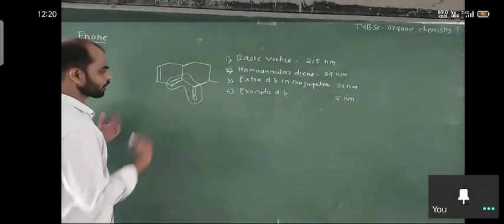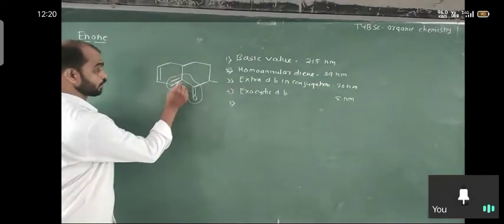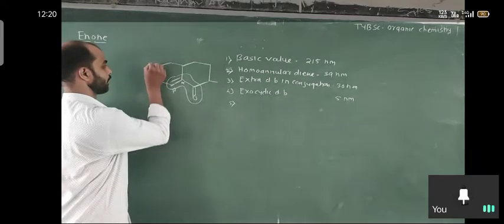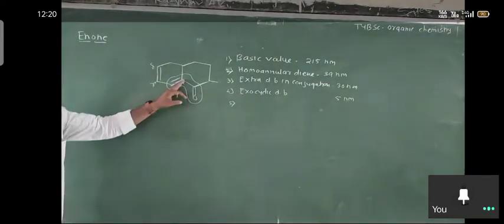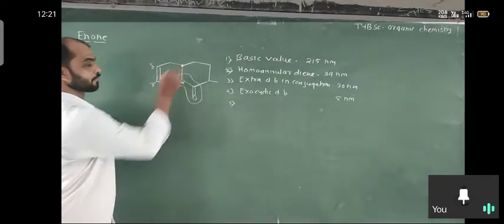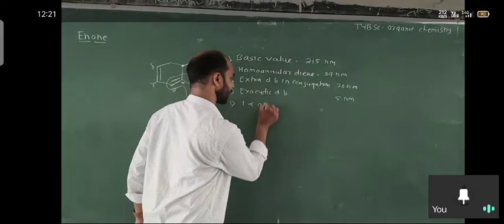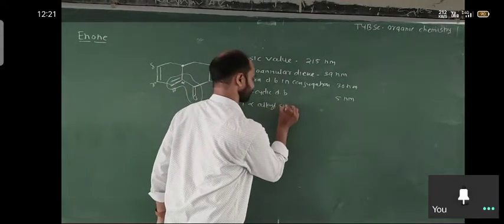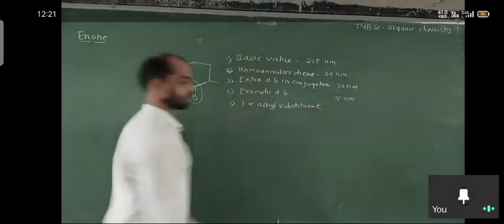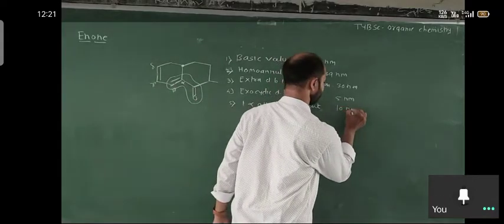Okay. After that, see the substituents. Before that, you have to mention the labels here: alpha, beta, gamma, delta. On alpha position, here is the carbon. Here is the carbon. Means 1 alpha alkyl substituent. For that, the value is 10 nanometer.